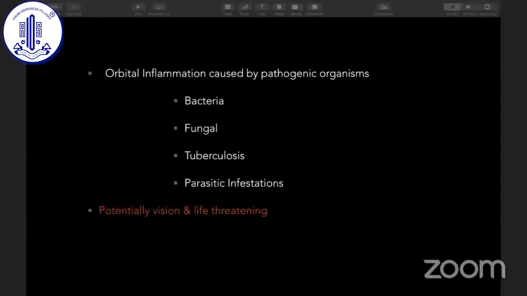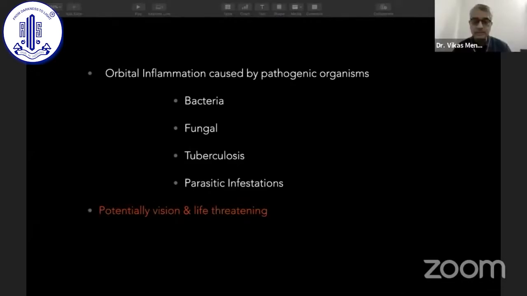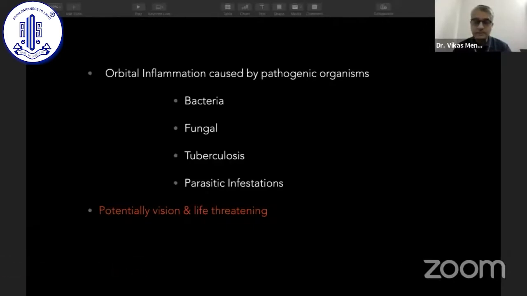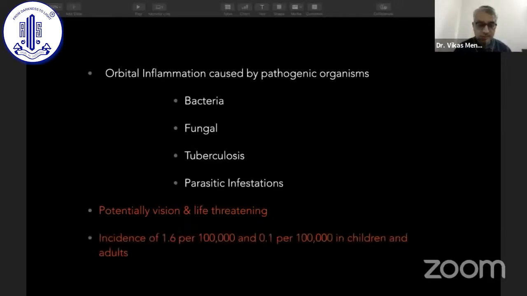So these inflammations can be caused by either bacteria or fungi, or sometimes rarely tuberculosis or parasitic infestations, which are not uncommon in our setup. Now, these are potentially vision and life-threatening conditions, one of the few real medical emergencies in ophthalmology where life is at stake. The incidence has been reported to be more frequent in children than in adults in various studies which have been conducted across the globe.